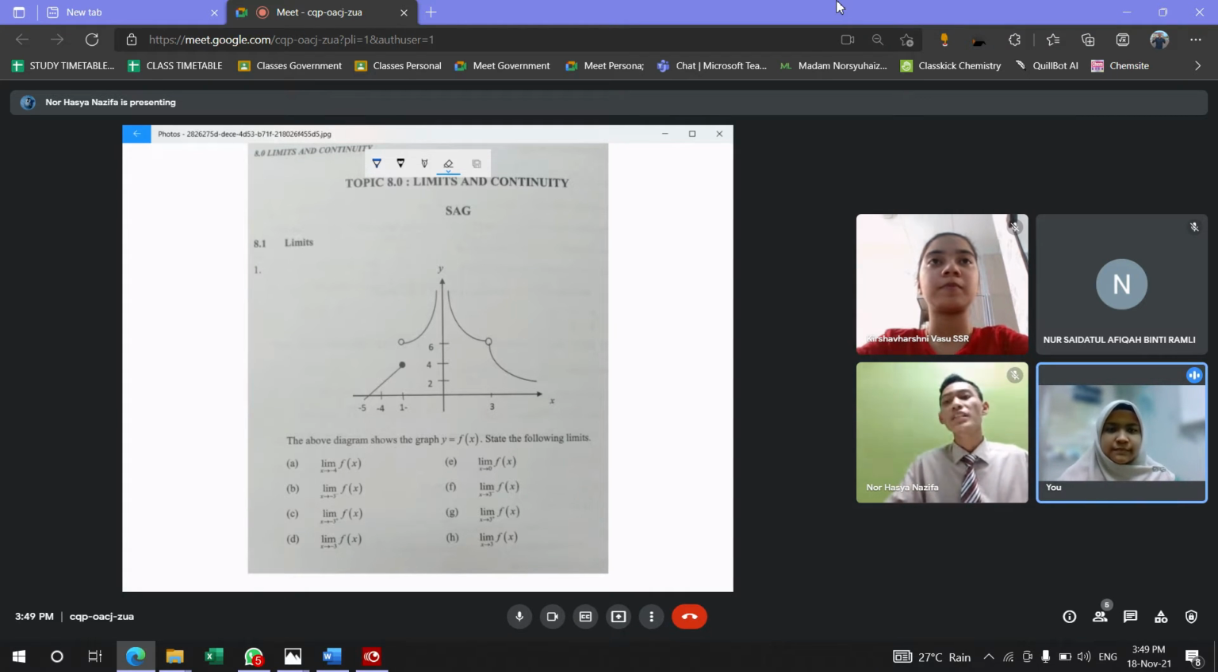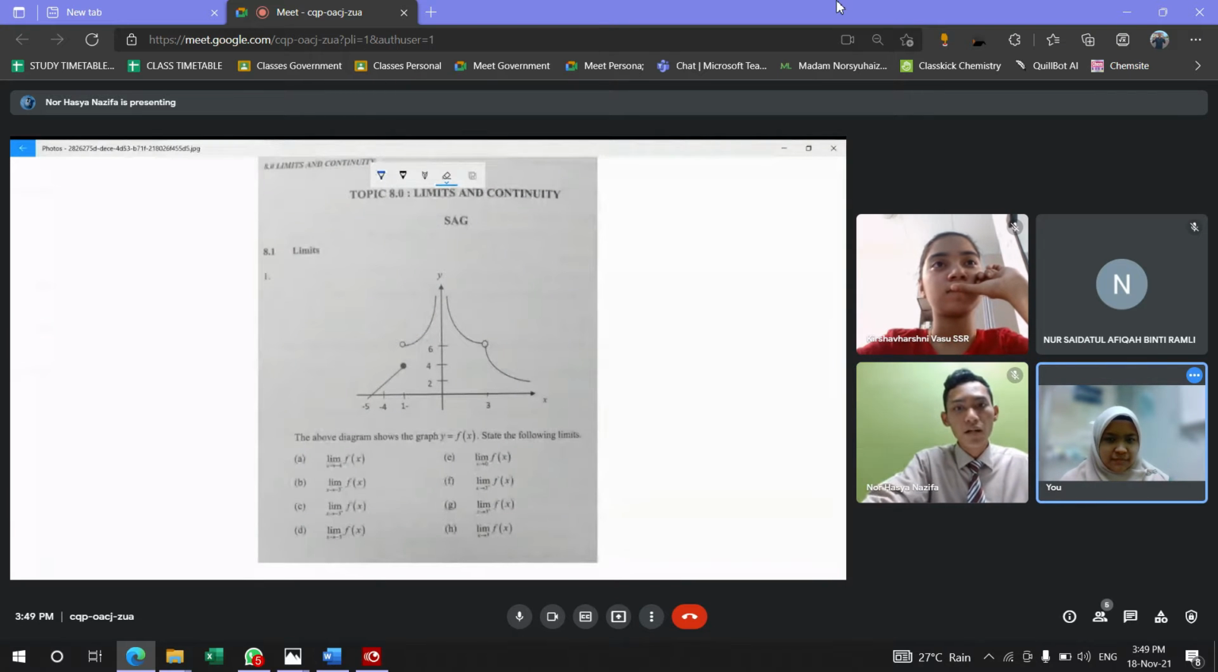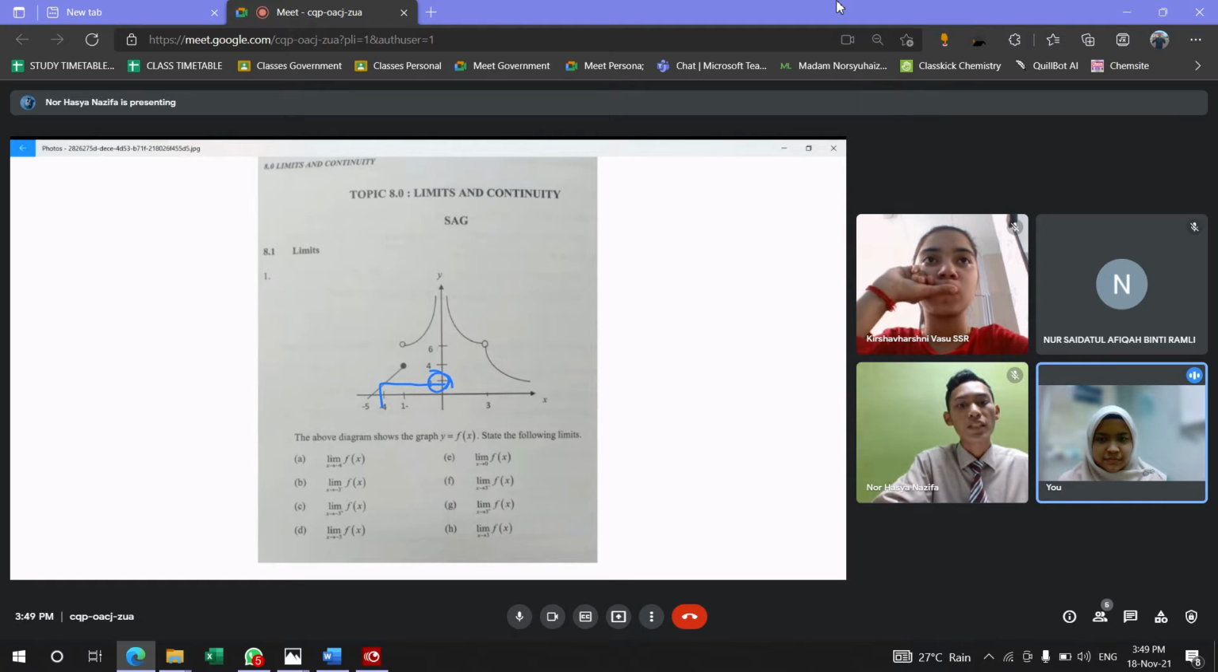The first question that I will try to answer is 1a. Limit of f(x) as x approaching -4. When this happens, we can see that as x approaches -4, it will give us the reading of 2. This means that when x approaches -4, the answer would be 2 because it's approaching 2. So the answer in conclusion is 2.